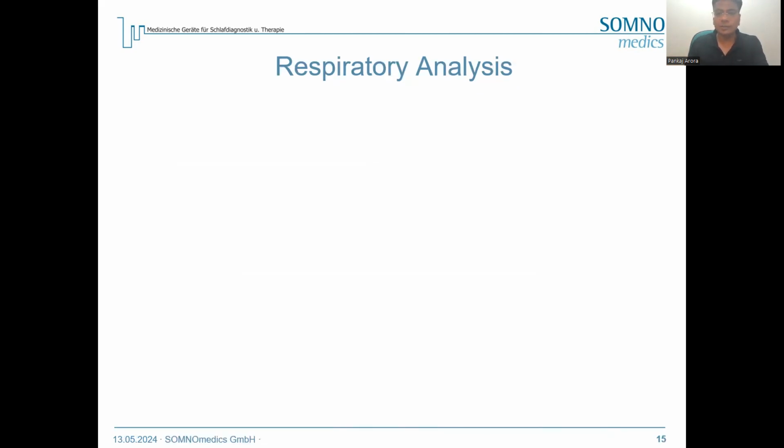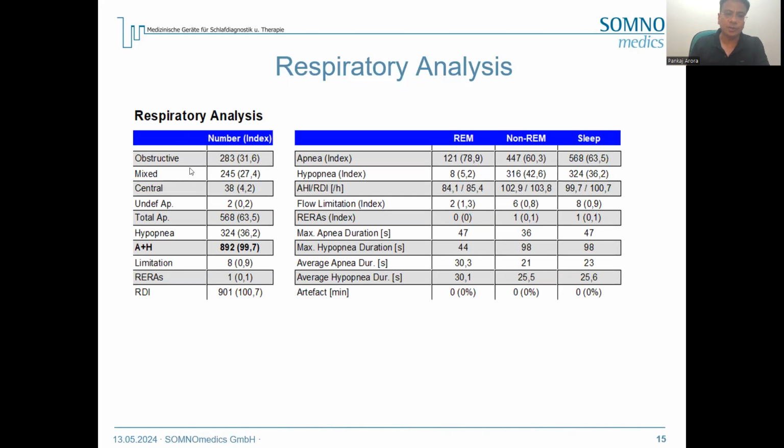So now, how will this report look? This will give you the total numbers. For example, in this case, you can see the total number of obstructive apneas was 283, mixed were 245, central was 38, undefined apneas was 2. You add all this, it comes to 568, and you add hypopneas of 324, which comes to 892. That is apneas plus hypopneas giving 892 and an index of 99.7. But if you add limitations and RERAs, it comes to 901, which is an index of 100.7, which is very high. So he's a kind of severe obstructive sleep apnea case.